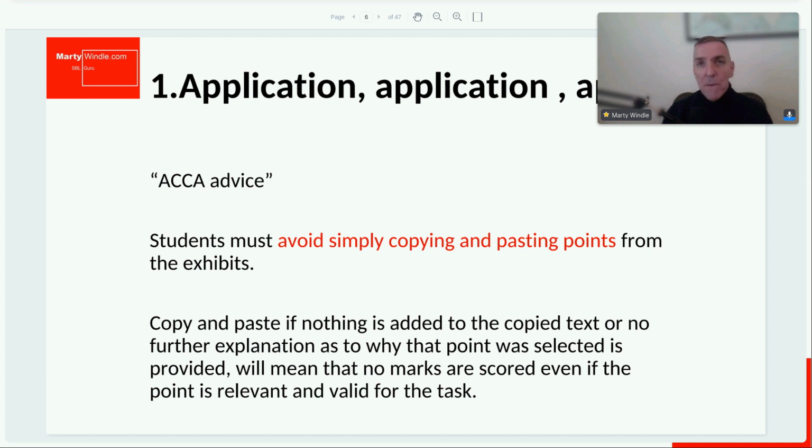You don't need to copy and paste anything in the examination, really. What you should be doing is applying. If you just copy and paste, how can they give you any marks? The ACCA advice has said, if you copy and paste without any further explanation, you will not score any marks, even if the point is relevant. So copy and paste does not get you marks in the exam. So what gets you marks in the exam?